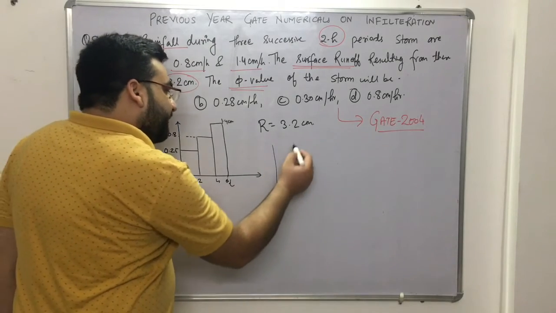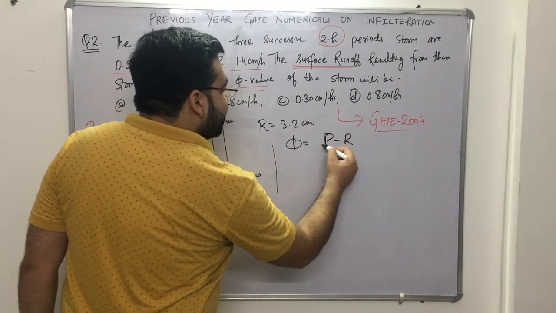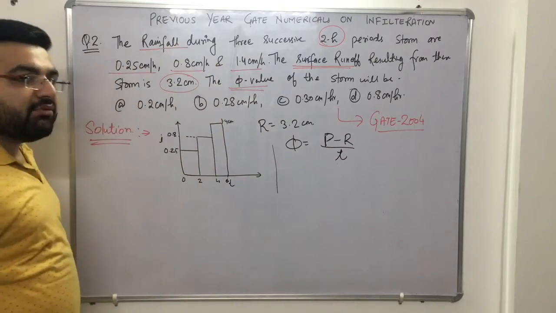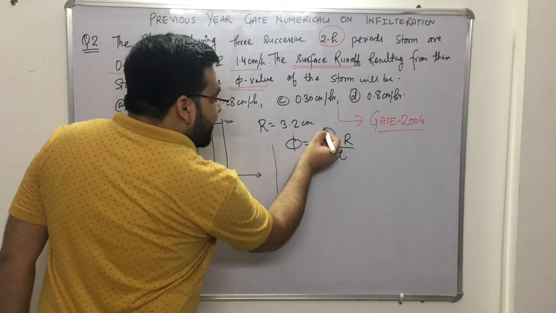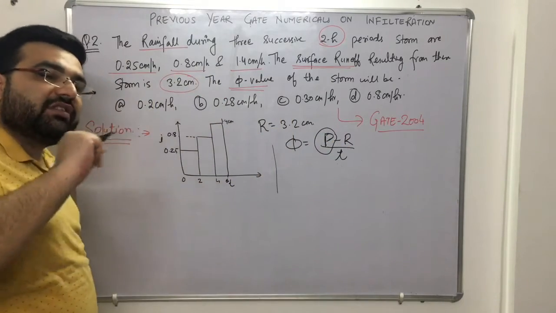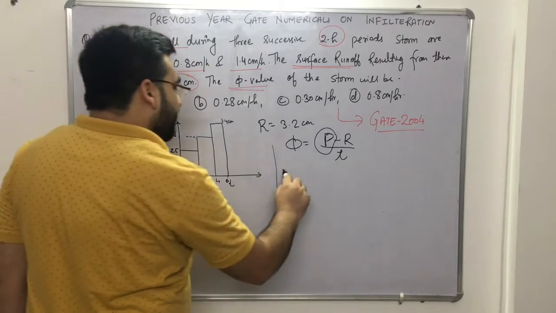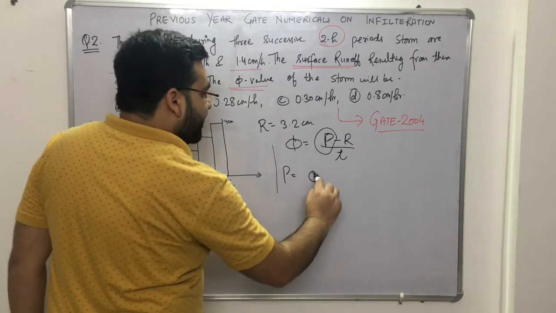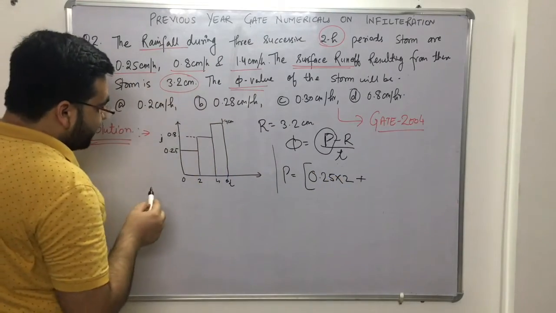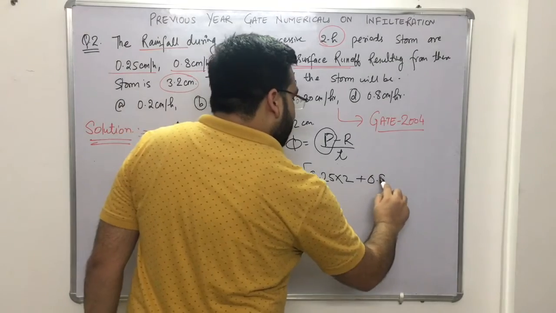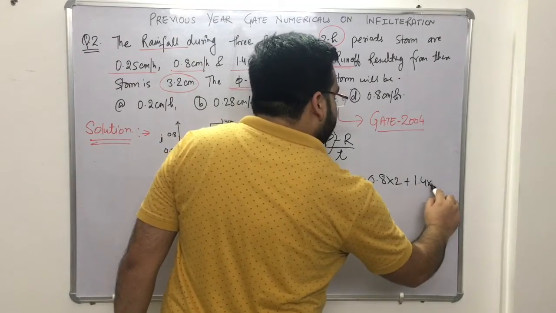Now we know that the phi value is given by P, the total precipitation, minus runoff, divided by the total time of the storm, or the total time of the precipitation. Simple. Now let us apply this formula. First of all, let us get the value of P. How much is the depth of the precipitation, right? We know that each is a 2-hour storm. So for the first 2 hours, P will be 0.25 centimeter per hour into 2 hours, plus for the next 2 hours 0.8 into 2, and for the next 2 hours 1.4 into 2.